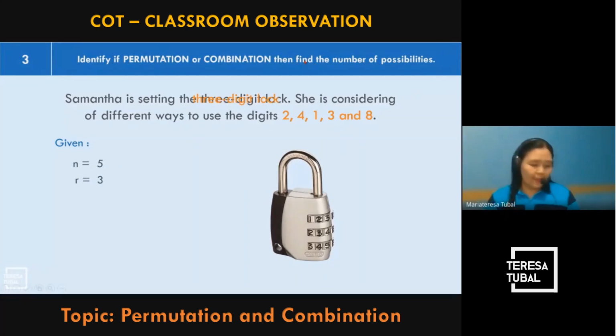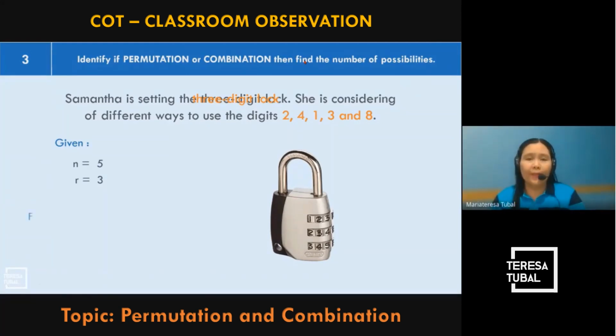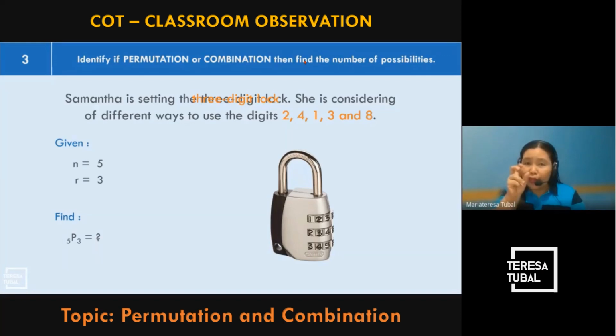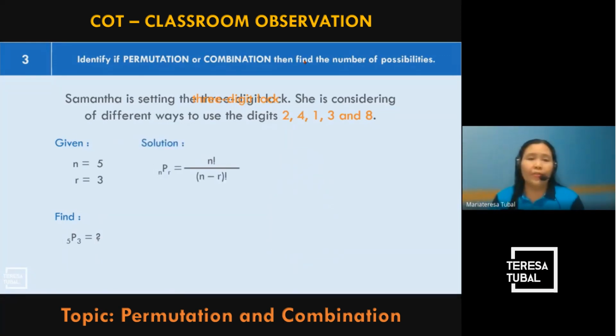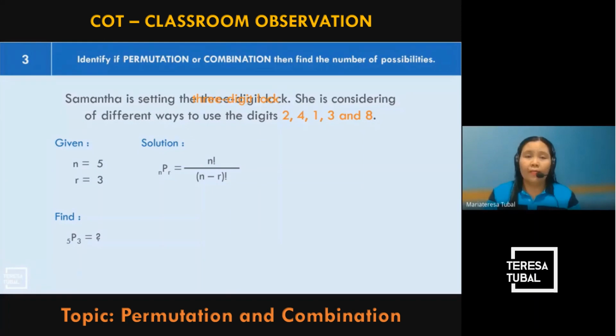So, do you think this example is a permutation or a combination? Permutation po. Okay, permutation. Why permutation? Kasi po, yung order po niya meron. Okay, correct. May order yun eh. Okay. So let us solve now the permutations of 5 objects taking 3 at a time. Let us replace the value of N and then R. 5 factorial divided by 5 minus 3 factorial. Okay. Very good. Thank you.